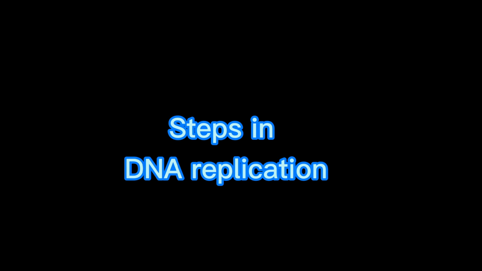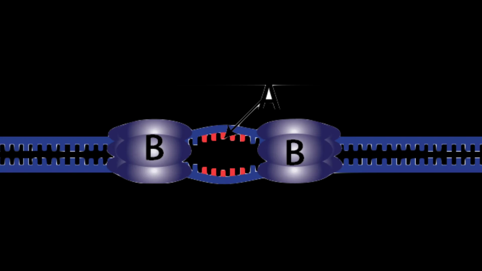Now for the steps in DNA replication. There are four different DNA replication steps. First is the initiation. The initiation starts at the origin of replication, where the initiator protein binds, creating tension in the adjacent nucleotides. The tension disrupts the hydrogen bonds, and the DNA molecule slightly opens up.